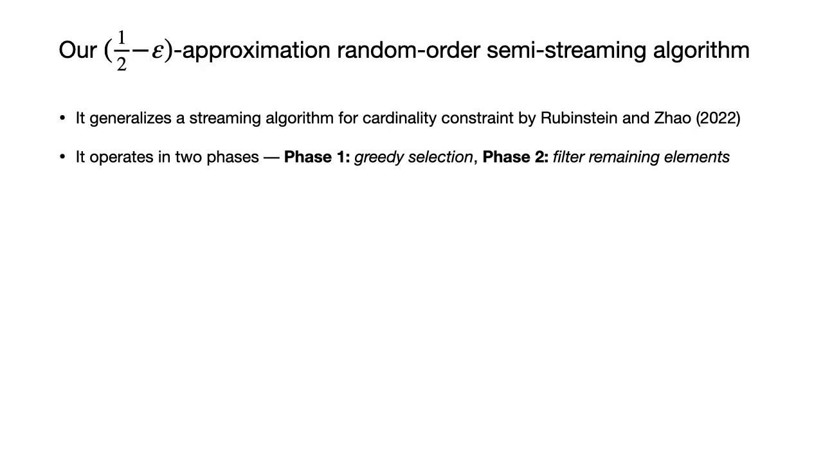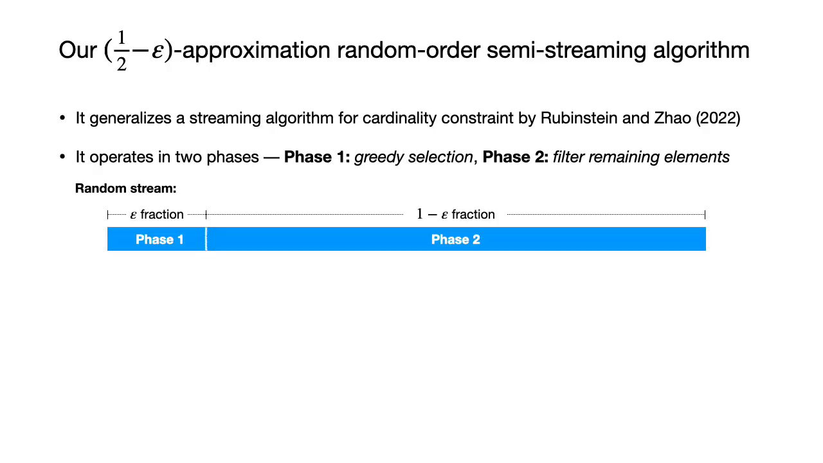Now let me present our near 1/2 approximation random order semi-streaming algorithm. It generalizes the streaming algorithm for the cardinality constraint by Rubinstein and myself. It operates in two phases. The first phase is greedy selection, the second phase is a filtering phase. Let me unpack our algorithm.